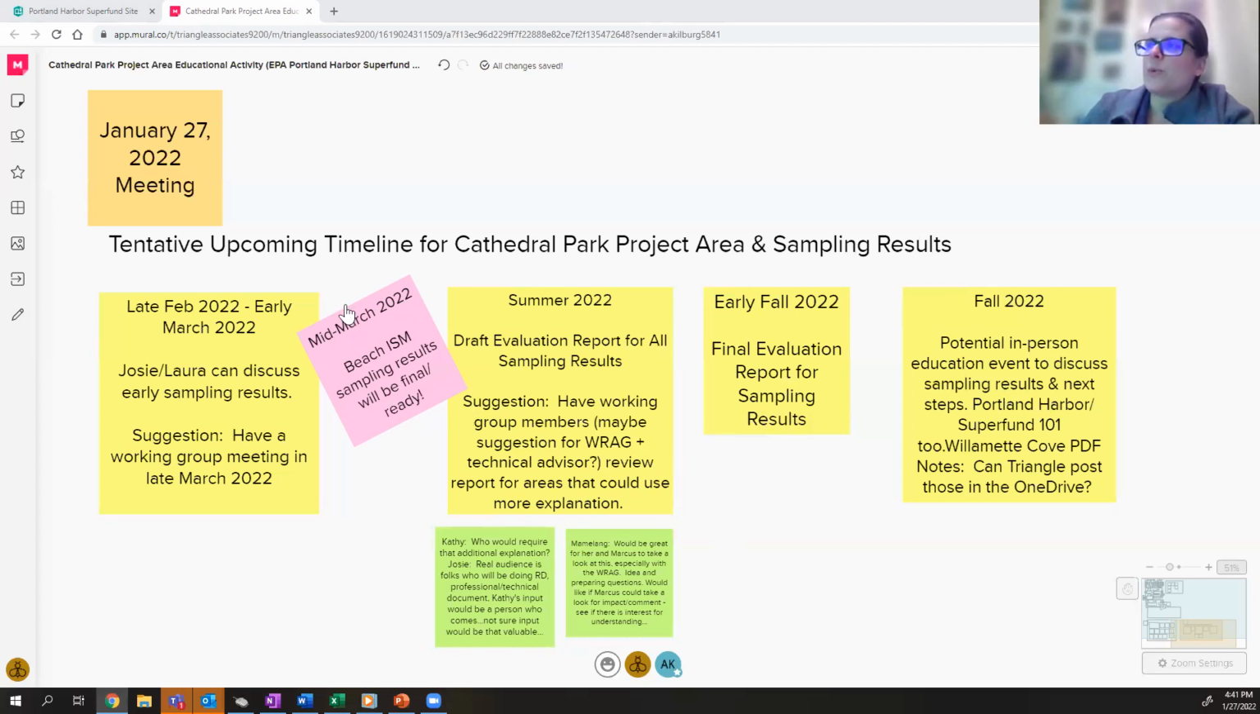And this is the thing we wanted to talk about. We will have the beach sampling results final by mid-March. That's the dream, but we won't have all of the sampling results final for the riverbank coring and the in-water sediment cores until this final evaluation report hits the streets, which is probably going to be in early fall. So, we've had a dream in this working group of having an in-person event where we can actually, oh, sorry, Doug, I see you have your hand up, go for it.